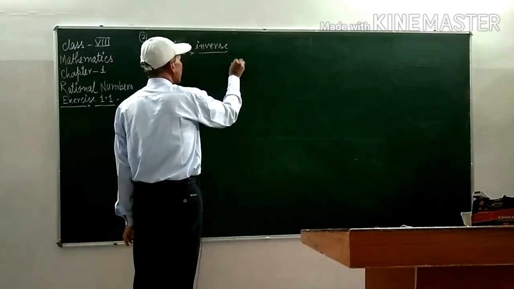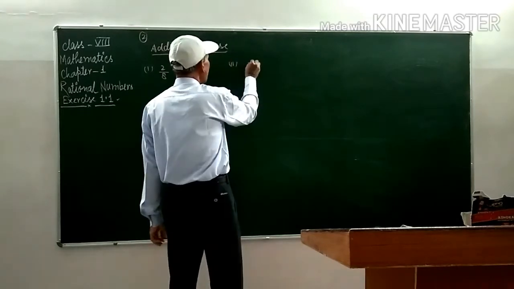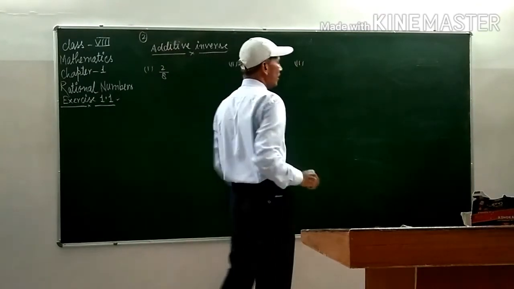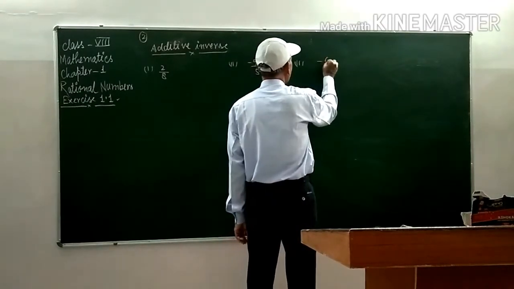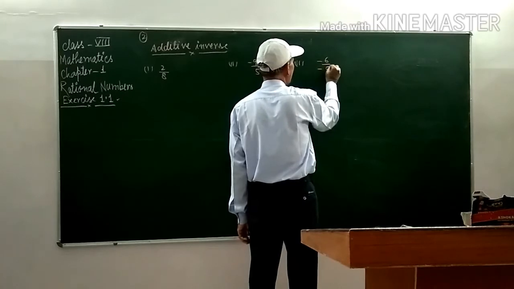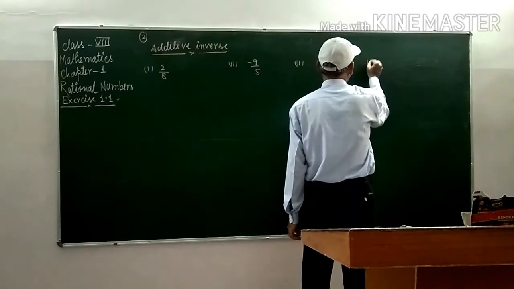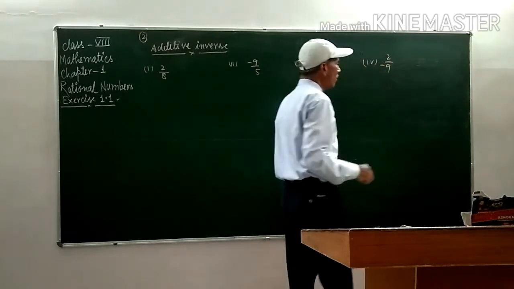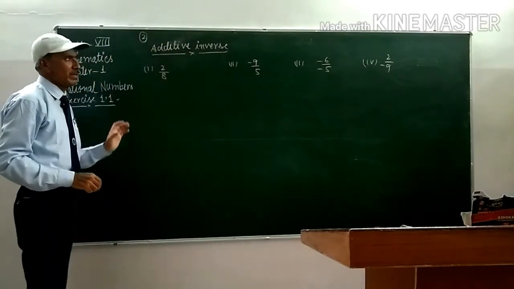Second part is minus 9 by 5. Third one is minus 6 by minus 5. And fourth number is 2 by minus 9. Okay students, we are going to find out the additive inverse of these numbers.